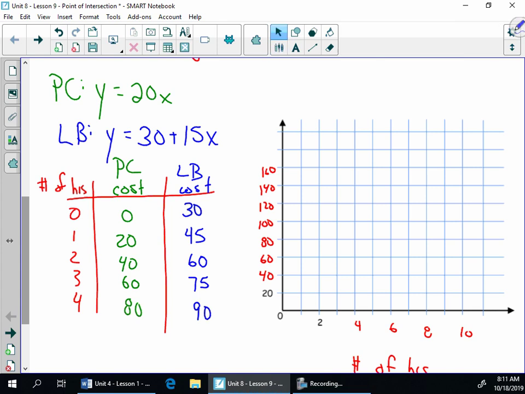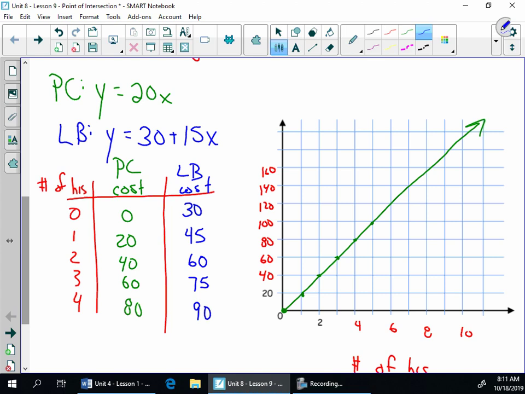Let's graph this. So 0, 0, that's a nice one. 1 hour is $20, and 2 is 40, 3 is 60. These are nice dots right along those points that we already know. There's Plum Crazy. Leaky Business starts at 30, so we have to estimate that one right in the middle there. Then 45, which is actually a hard number to graph, so I'm going to skip that one. But 2 and 60 I can find. 75 is hard to graph. 4 and 90, I can estimate that one pretty closely.